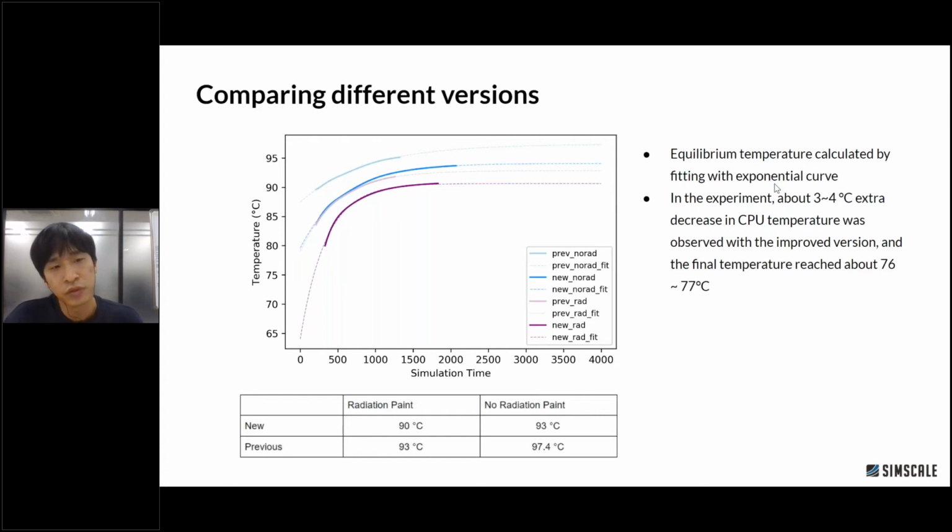So in order to get the final equilibrium temperature, we try to fit the data with exponential curves, and we put the final result in the table below, and we can see the effect of radiation paint and the structural change. So from the simulation, we concluded that the radiation paint actually worked, and from the structural optimization, we can decrease the CPU temperature by 3 to 4 degrees.